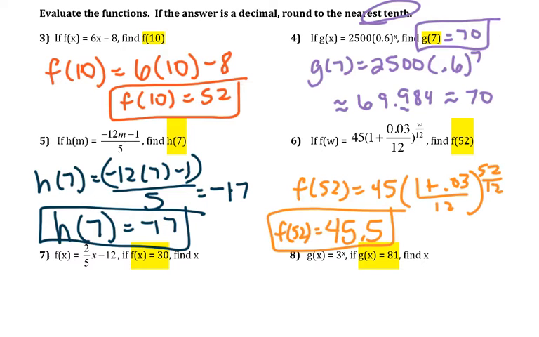Okay, number 7 is a little bit different, and you may not have known what to do with that. So this one, it says if f of x is equal to 30, and so my 30 is going to be the same thing as f of x, so what I'm going to do is put 30 in place of f of x, and then what I have is an equation to solve. And so this is a two-step equation. I'll first add 12 to both sides because I'm trying to solve for x. I'm going to have 42 is equal to 2/5 x.